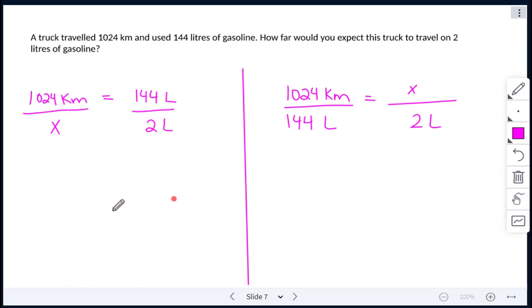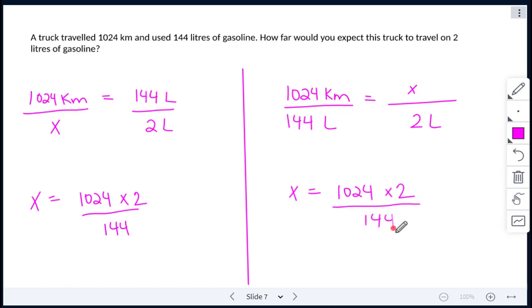Now, when you're solving for it, you'll notice both methods, you're still multiplying 1,024 times 2, and you're going to divide by 144. So just put that into your calculator. 1,024 times 2, then you're going to divide by 144. Same thing here. 1,024 times 2, and then we're going to divide by 144.